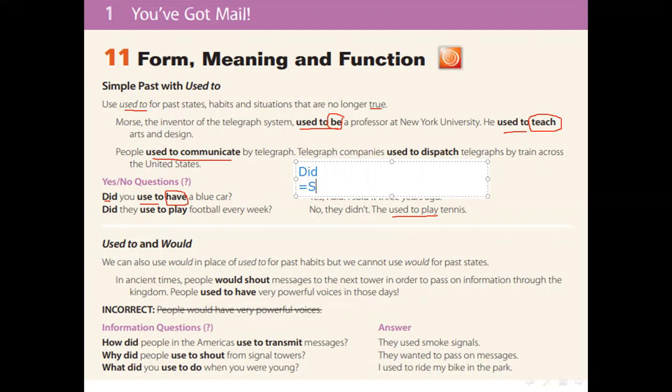subject plus used to, use, not used, pay attention, used to plus base form. Excellent, my dear students. Is it clear now? Okay.